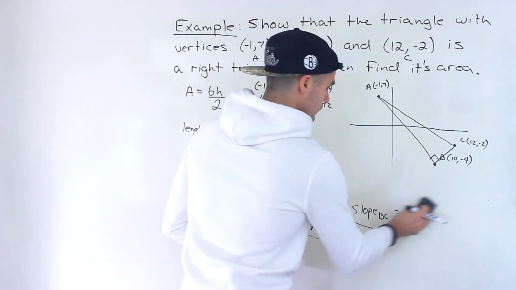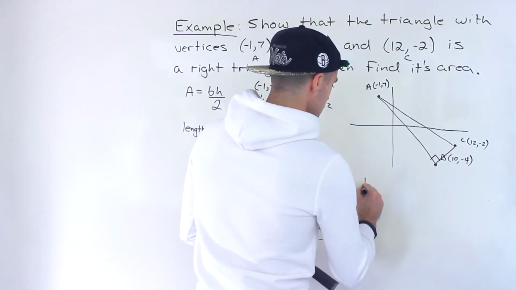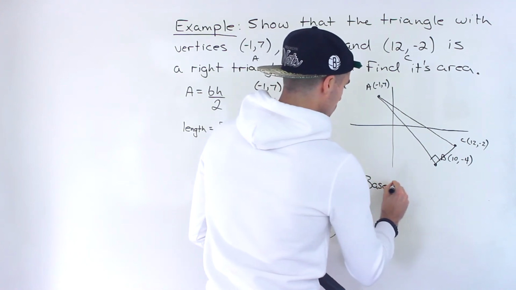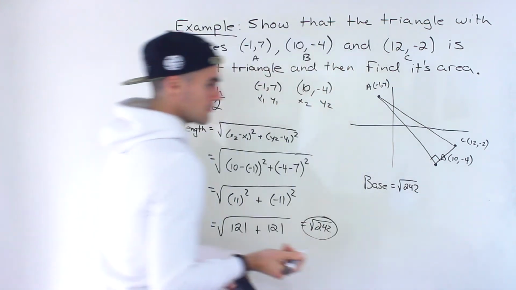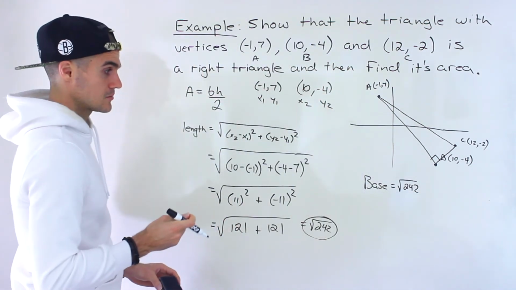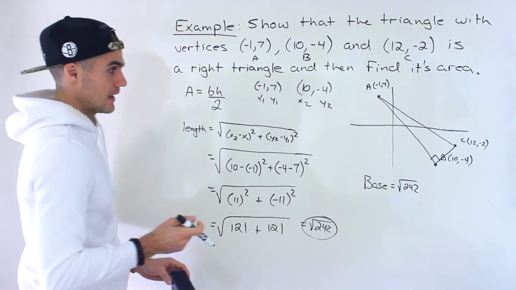So I'll write this over here. You can also get the decimals if you want. I'm going to keep it as exact values for now. Our base is going to be root 242. That's going to be the length of it. Now what about the height?